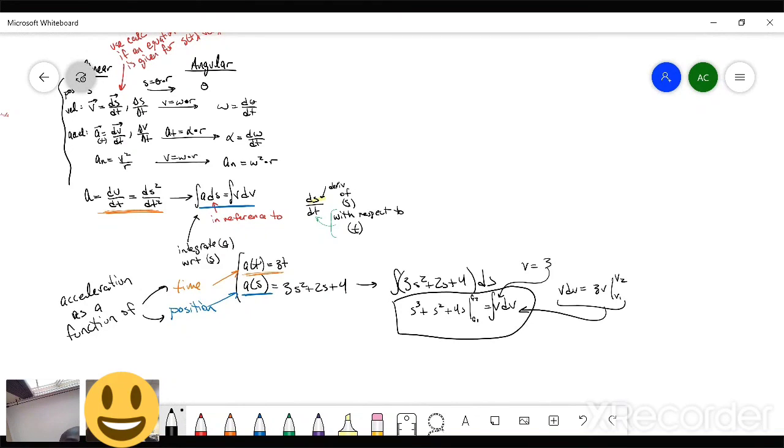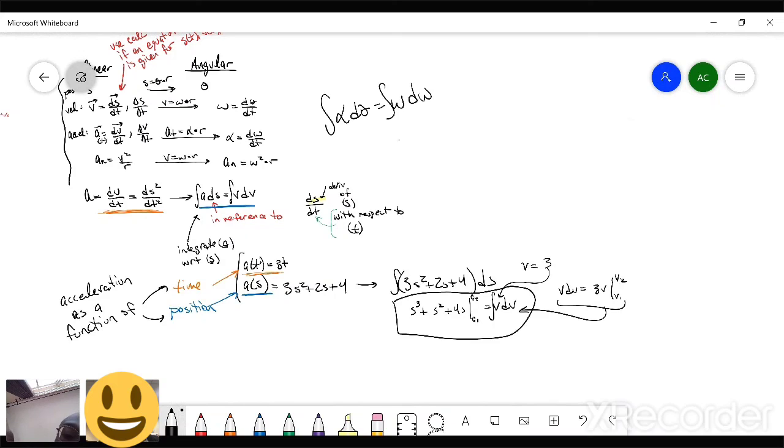You do, of course, have a version where you could write it in the angular, and that would just be alpha d theta equals omega d omega. You can do that, but now you understand that it's all based on how the acceleration is presented.